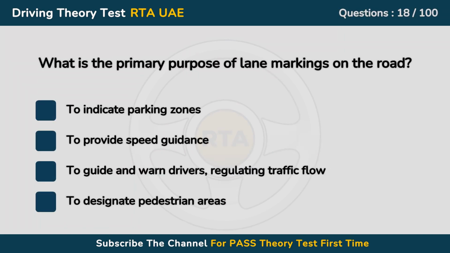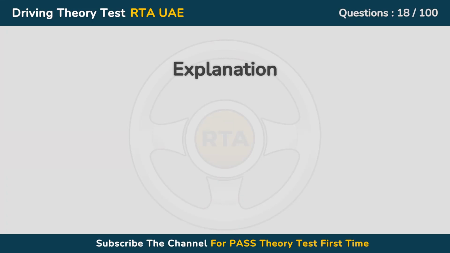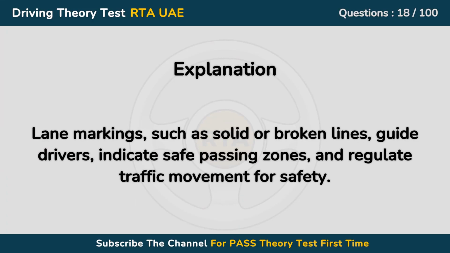Question 18. What is the primary purpose of lane markings on the road? A. To indicate parking zones. B. To provide speed guidance. C. To guide and warn drivers, regulating traffic flow. D. To designate pedestrian areas. Answer is C. To guide and warn drivers, regulating traffic flow. Lane markings, such as solid or broken lines, guide drivers, indicate safe passing zones, and regulate traffic movement for safety.